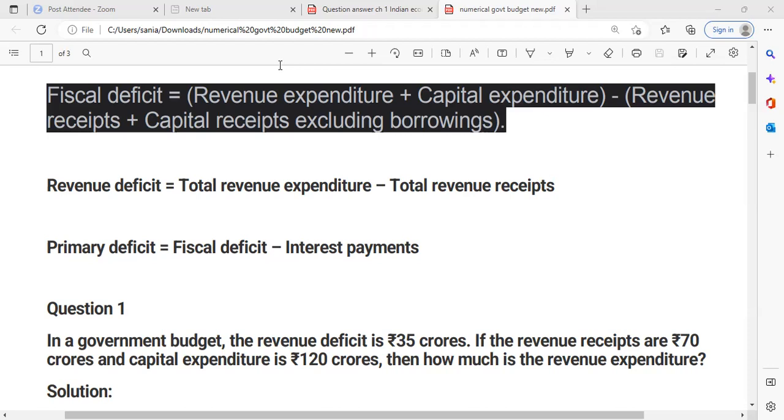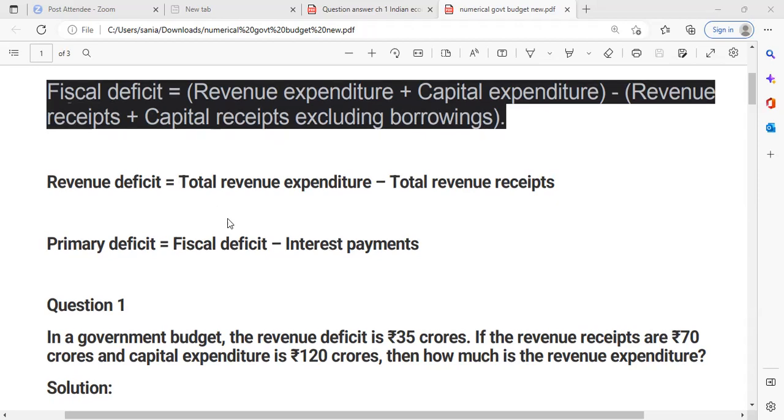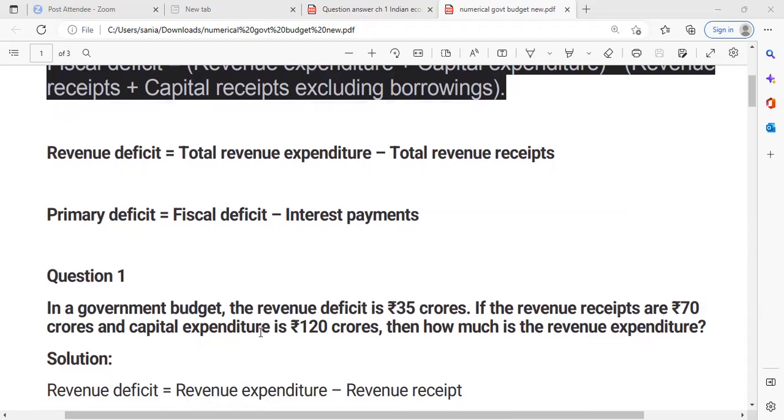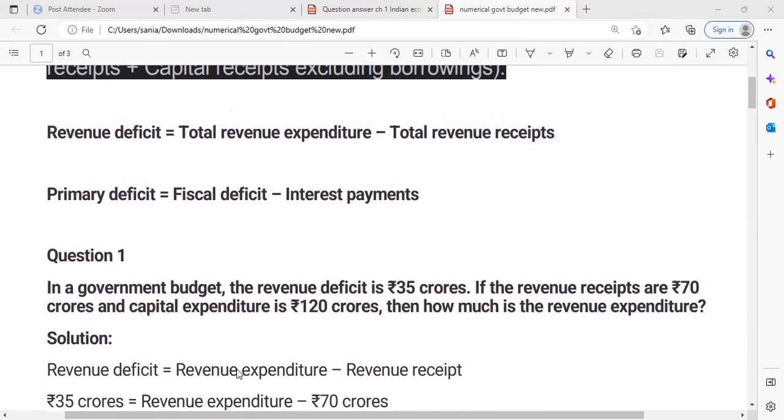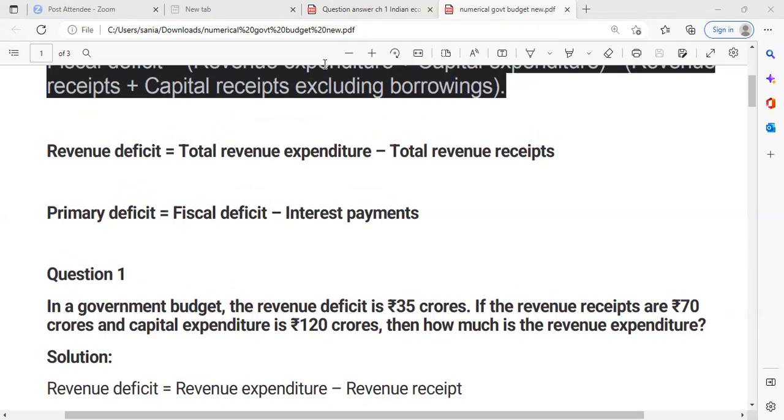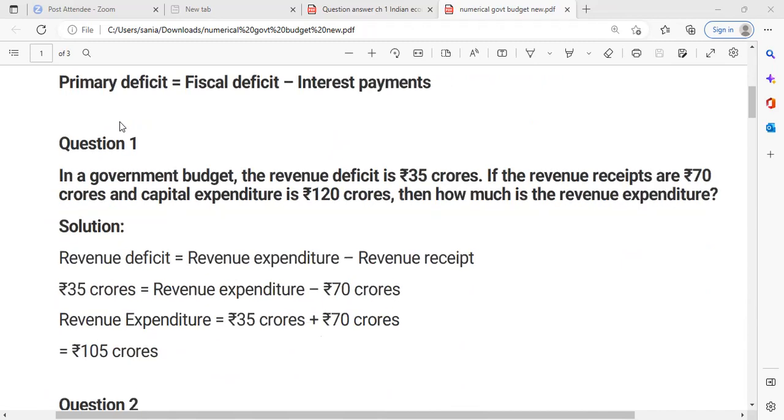Ma'am, do I have to substitute? I have to substitute, right? Yes, I guess so, the 35. We have to find the revenue expenditure, the total revenue expenditure. I've got the revenue deficit, that is 35, which is equal to question mark minus 70. So I have to substitute the 35. Minus 70 plus, will be minus, so minus 35. Then 5, 7, 8, 9, 10, that will be 10. So maybe minus 105 is the answer, I guess. 105, yes.